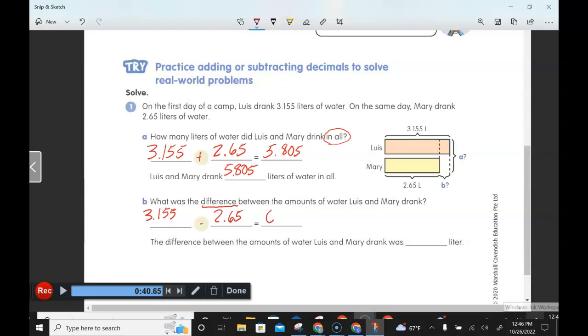And with that, you'll get 505 thousandths of a liter. So we can see the difference in the amounts of water Lewis and Mary drank was 505 thousandths of a liter. So write that in. So again, when you're taking a look at a problem like this, in all will mean addition. Difference is going to mean subtraction. So those are some key words that you can look at to figure out what operation you'll use.